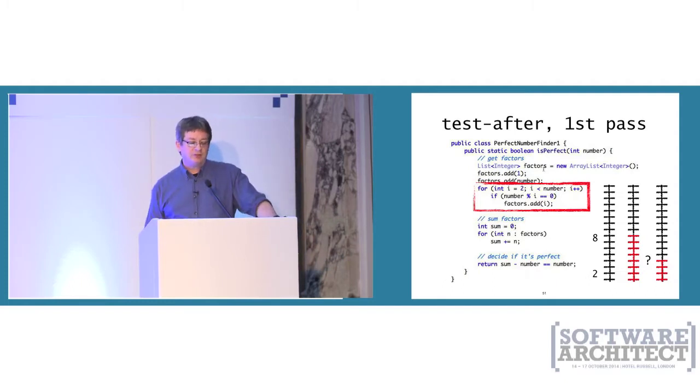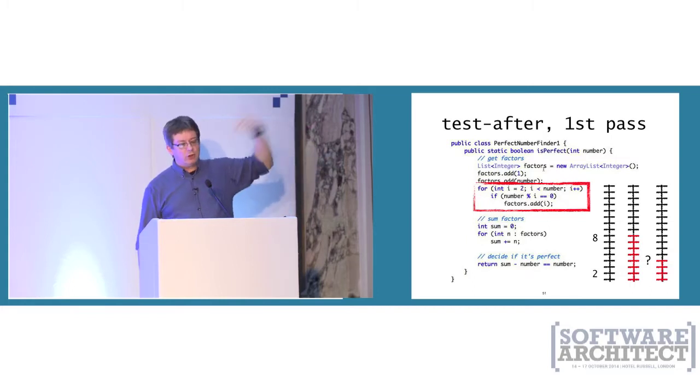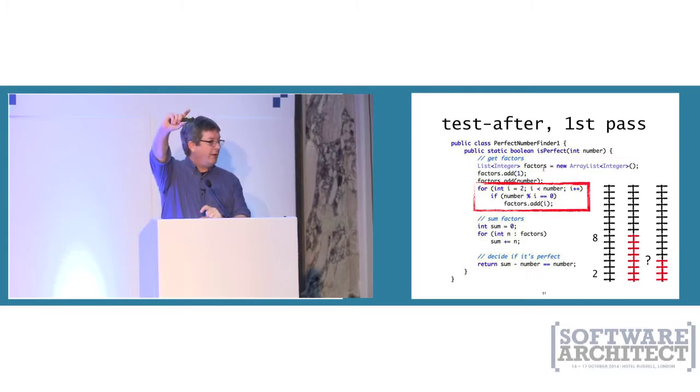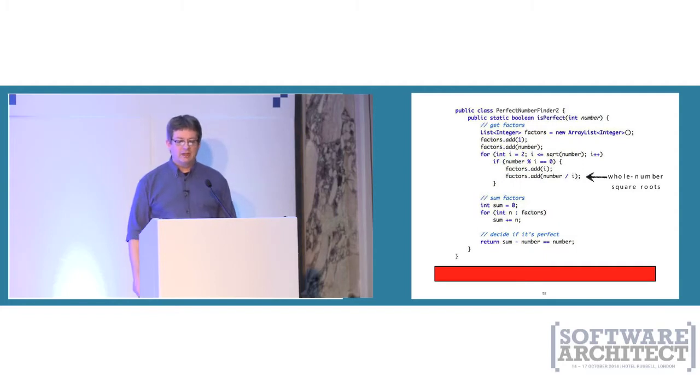I could just loop as high as half the number and grab the symmetrical ones, but there's an even better one, which is what? Square root. Square root is by definition the number times itself, which equals my target number. So if I gather everything up to the square root and harvest their pair, then I've got a much more efficient algorithm, and so I change my code to do that.